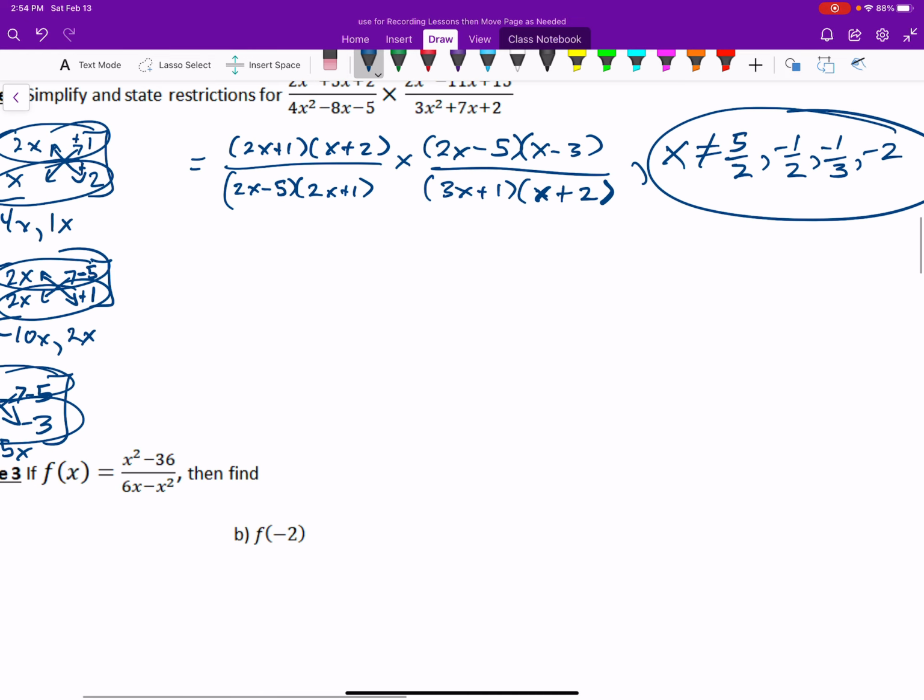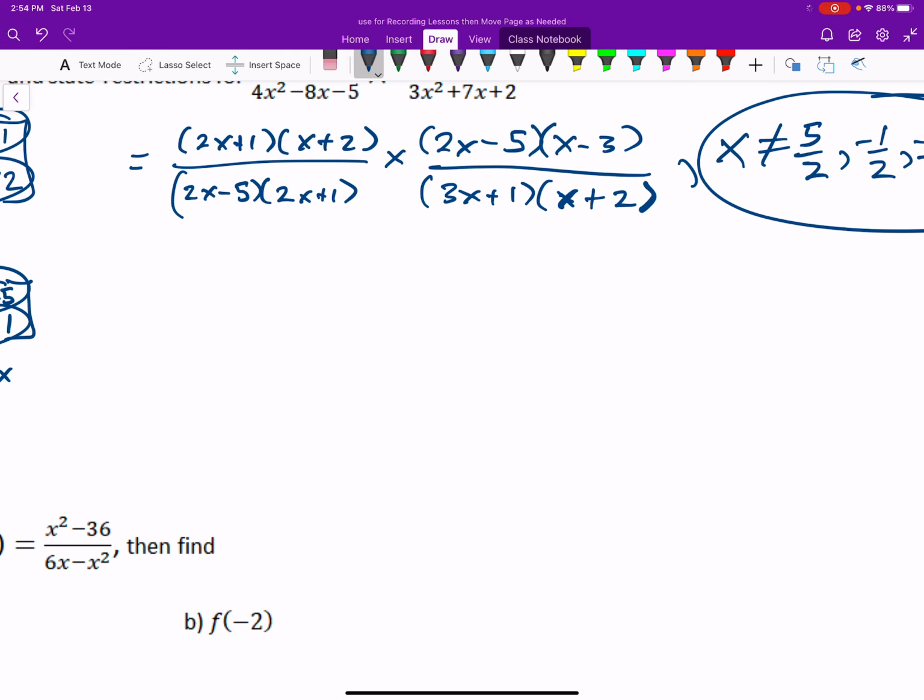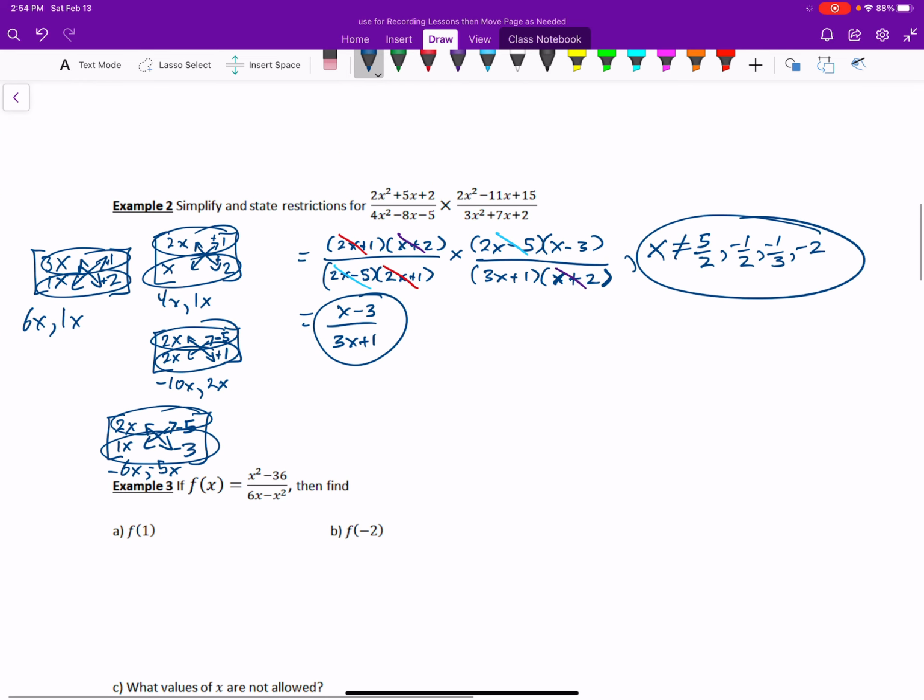Now, I can cancel anything on the top of either of the fractions with anything on the bottom. So what have I got? Well, 2x plus 1 and 2x plus 1 can cancel out. 2x minus 5 and 2x minus 5 can cancel out. x plus 2 and x plus 2 can cancel out. All I'm left with is the x minus 3 over 3x plus 1, and I can't do anything else with that. So this is my reduced form of that multiplication.